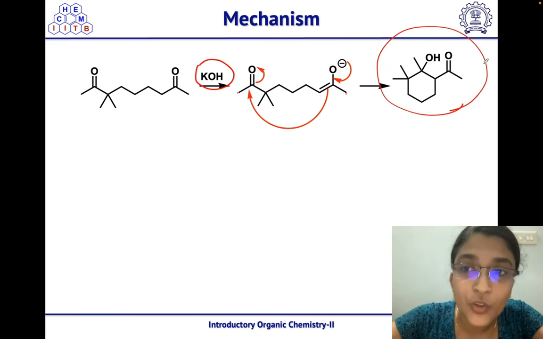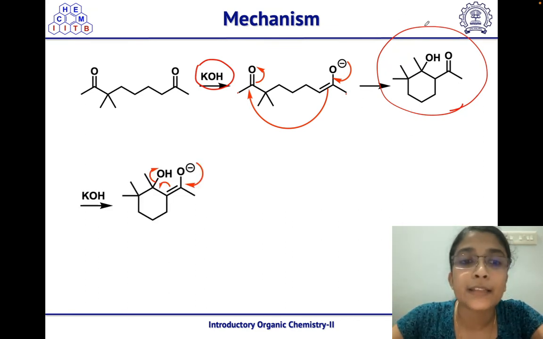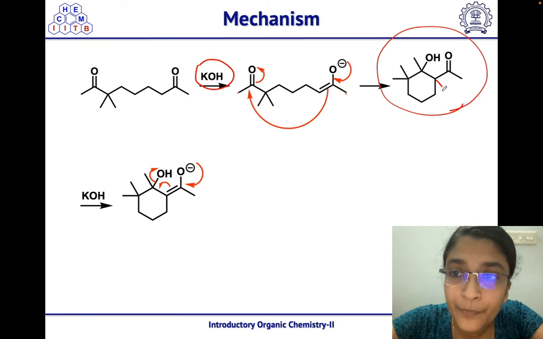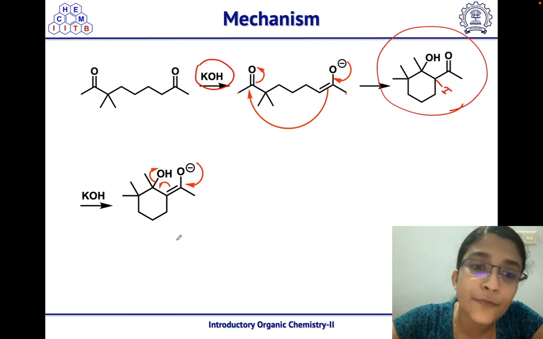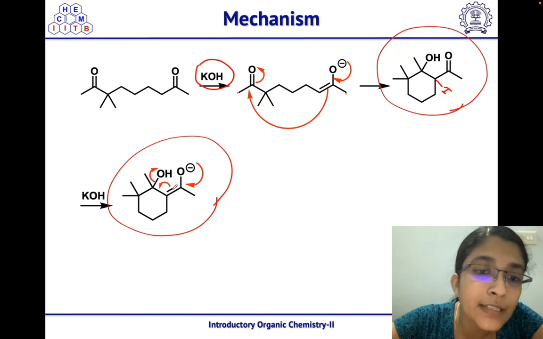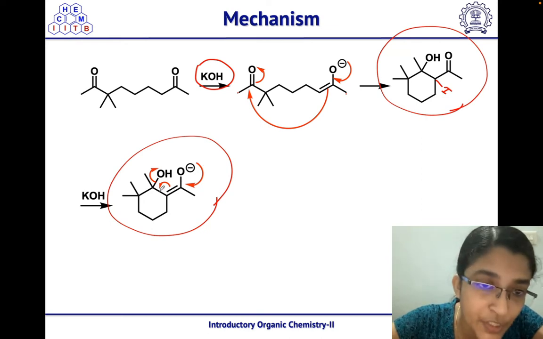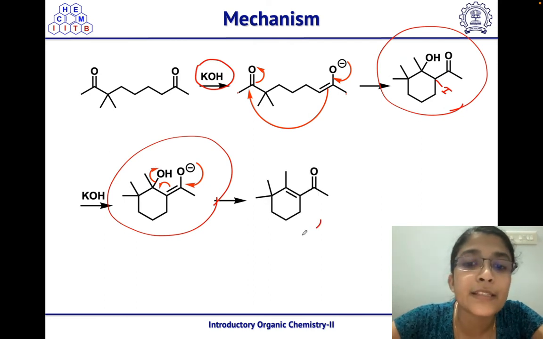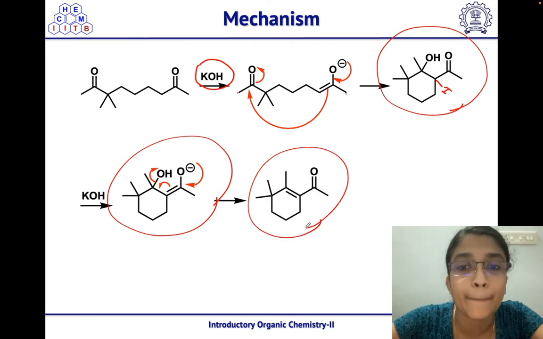So now we have got the aldol product, and again KOH will be present in the system, and here again an alpha hydrogen will be there. Then there is a chance for formation of an enolate again, and we will get an enolate like this. Then once this enolate is falling back, this double bond will shift to this position, and this hydroxyl group will be eliminated. So we will get this condensation product.